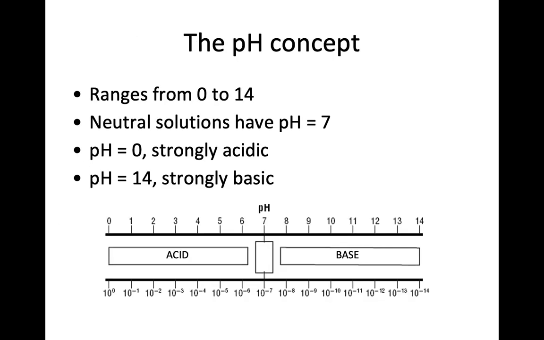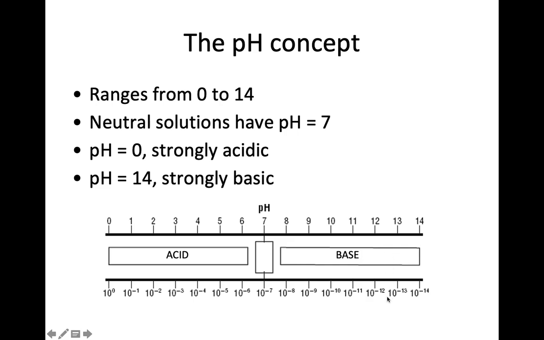Okay, so now let's relate pH with molarity. So pH goes from 0 to 14, roughly. Neutral solutions have a pH of 7. A pH of 0 is a strong acid, so we saw that before. A pH of 14 is a strong base over here. So here we have the same chart we had before: acid on this side, neutral at 7, and base at 14.